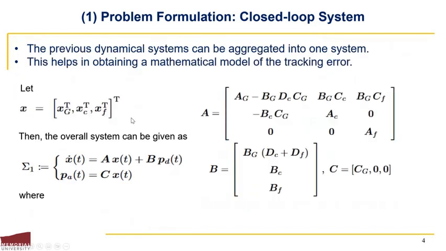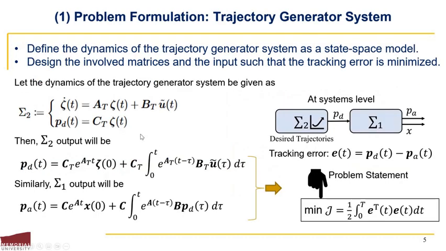Aggregating the dynamics of the controlled motion system results in sigma 1, which is given mathematically as shown over here. Interestingly, the effect of the feedback controller used can now contribute to the definition of the trajectory generator system, whose generated signal PD will enter sigma 1 through the matrix B shown over here. Similarly, we can write the state space equations for the trajectory generator system sigma 2 as shown over here. We also know that the actual and desired signals depend on the initial conditions and the input signals, so we can come up with mathematical expressions for both of these signals.